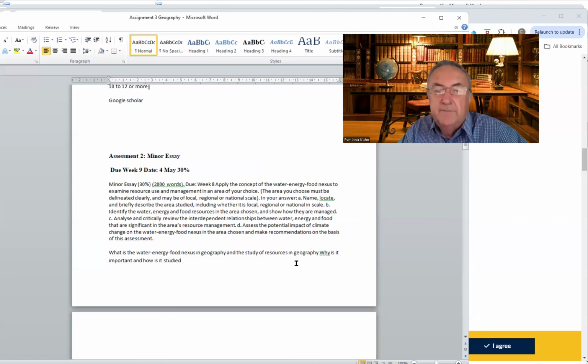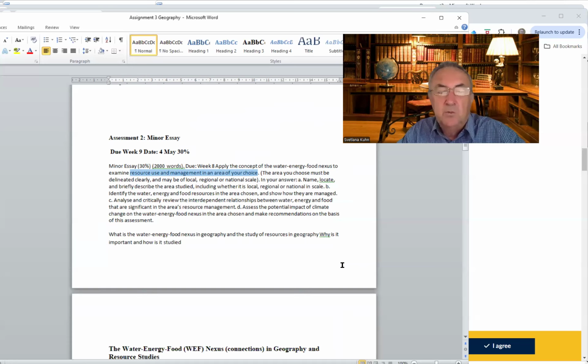In your second assignment, you're asked to develop a longer essay of 2,000 words or a bit more, in which you will apply the concept of a nexus or connection between water, energy, and food. And so you could go to the resources that we cover each week. You could also go to the college library and Google Scholar and collect information on the interrelationship between water, energy, and food, their connection, and the way in which resource use and management can be helpful in seeking to better use these resources.